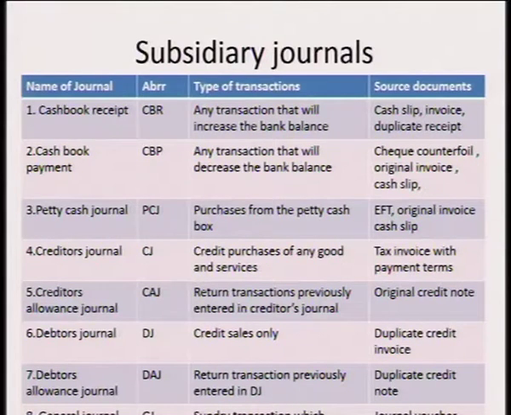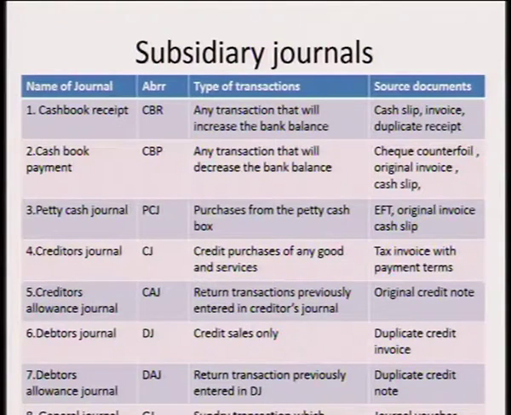Number 4 is the creditors journal. The type of transactions recorded are credit purchases transactions only, and in the creditors allowance journal we only record creditors' goods returned on credit, and the source document is an original credit note.